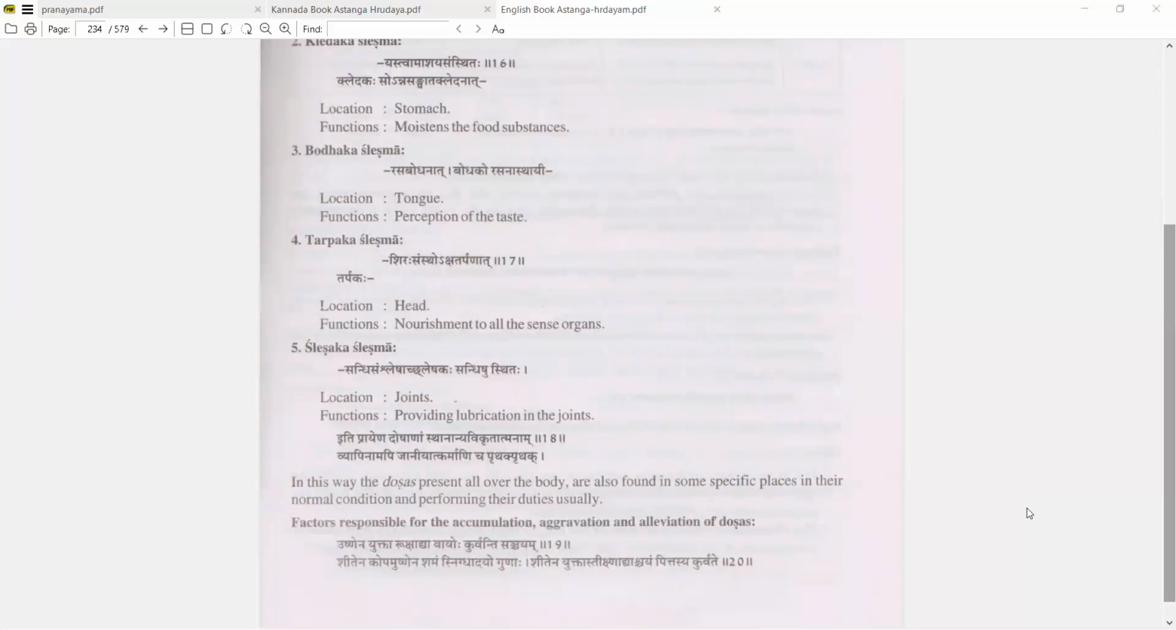In this way, the doshas present all over the body are also found in some specific places in their normal condition, performing their duties as usual. Next: factors responsible for accumulation, aggravation, and elevation of doshas.